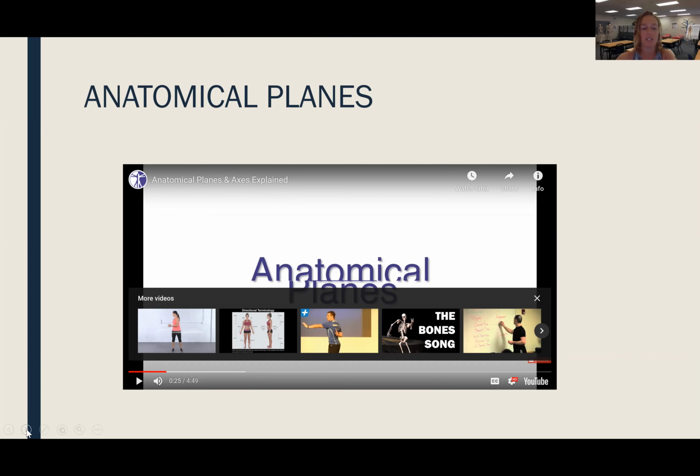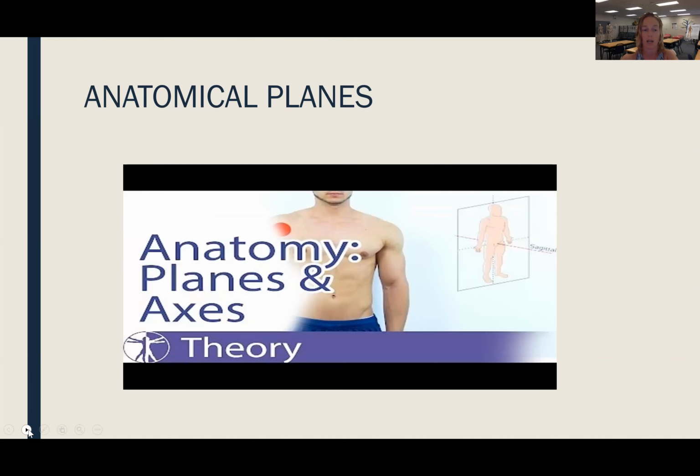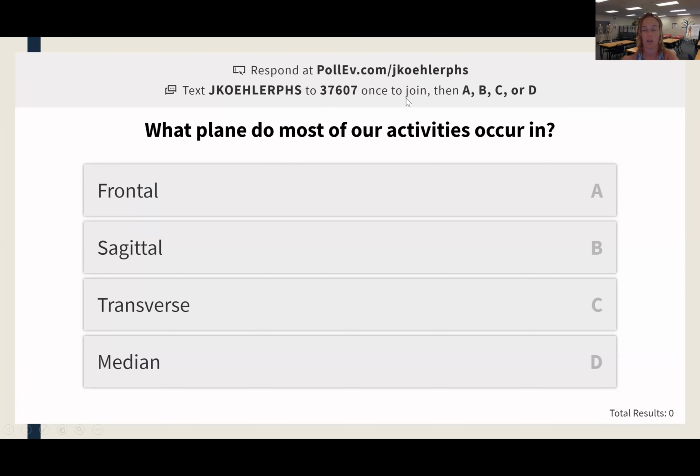So I will leave this video up and post it so you guys can come back and take a look at it, but we're going to move on to a little review before we get into body cavities and quadrants, okay? So what plane do most of our activities occur in? What are most of our activities? Walking and running, good. And where does that occur? In the sagittal plane, nice job.